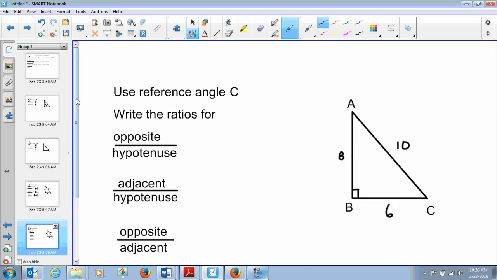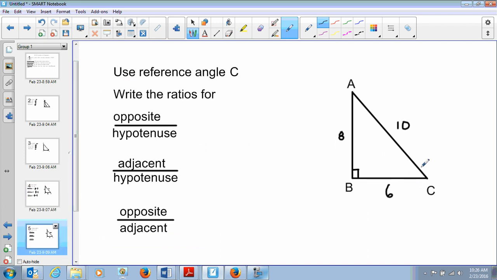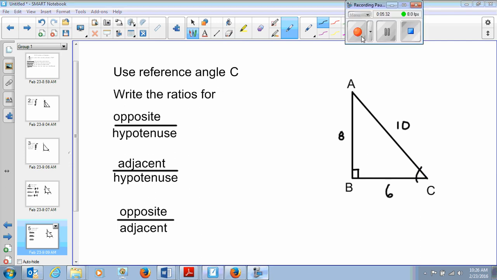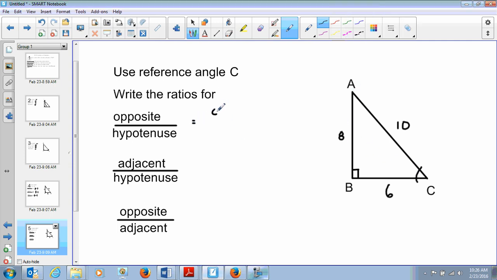Now this time I've changed my reference angle. Same triangle, except now I'm looking at angle C as my reference angle. So the side that's opposite of C, notice how the one that it doesn't touch is AB. So opposite, my number that's going to go there is 8 over the hypotenuse, which is still 10. So I reduce that to 4 over 5. So 8 over 10 is my opposite over hypotenuse ratio.